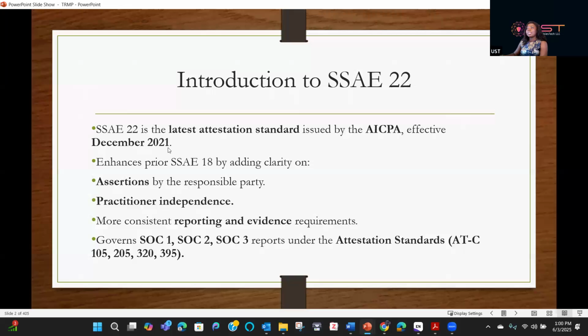That being said, SSAE 18 first is the latest attestation standard issued by the AICPA, the American Institute of Certified Public Accountants, which went into effect in December 2021. Prior to that, we had the previous version, SSAE 18, which has been upgraded to 22. We'll talk about assertion by the responsible party, that is the service organization, like our company, practitioner independence, and more consistent reporting and evidence requirements. It also governs the SOC 1 report, SOC 2 report, and SOC 3 report. We will definitely understand what these reports entail, the different types of reports, okay?